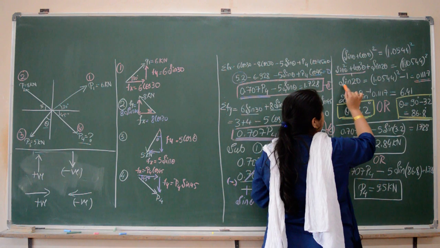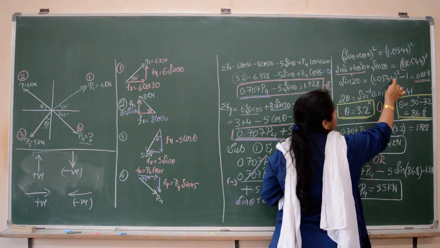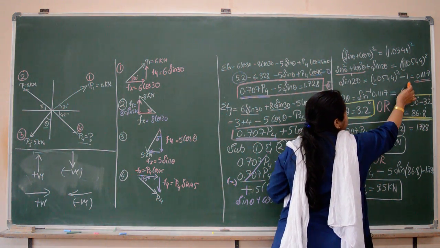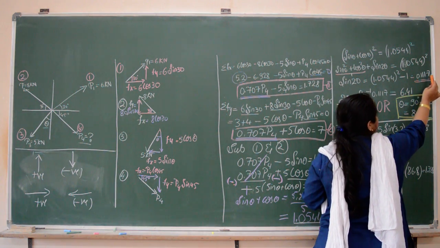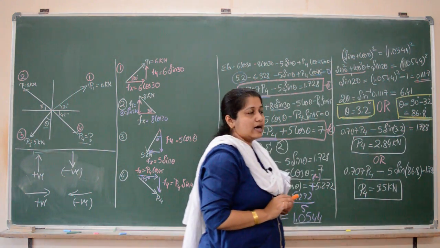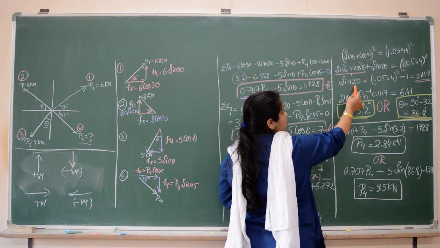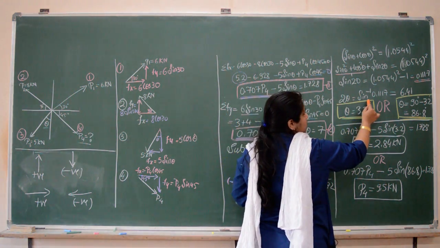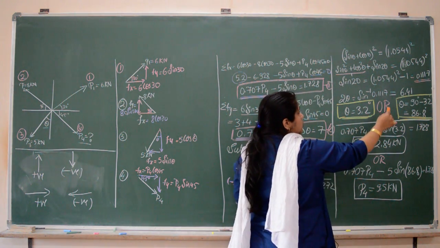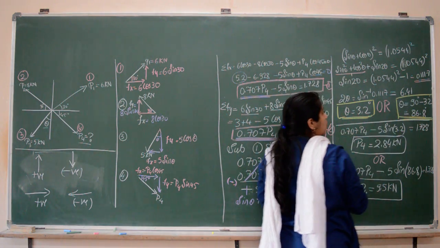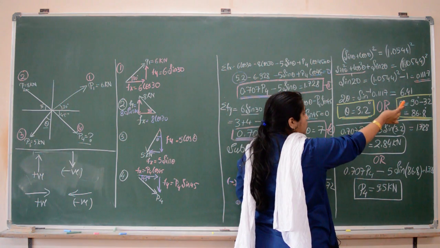Therefore, sin 2 theta equals 1.0544 the whole square minus 1. The answer you will be getting is 0.1117. I hope it's clear till here. Therefore, next step, 2 theta equals sin inverse of 0.1117. The value will be 6.41. Okay, 2 theta equals 6.41.